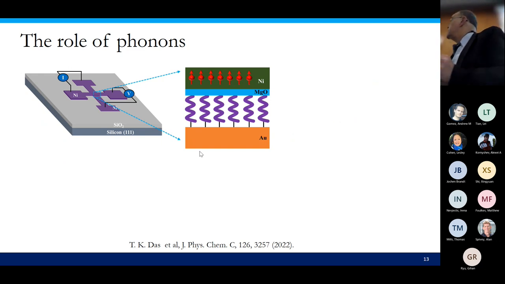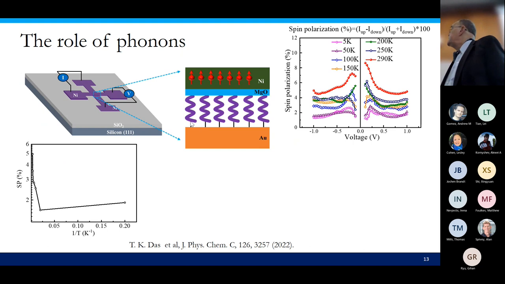So here's a simple system. We make a sandwich structure. We have gold, we have chiral molecules here. Here on top, we have a nickel electrode. And we measure the current as a function of the magnetic field applied on the system. The magnetic field is applied perpendicular to the surfaces here. And what we get is the spin polarization, because the spin polarization is defined as the current when the magnet is in one direction minus the current for the opposite direction of the magnet, over the sum. And here you see the values, and we measure them as a function of temperature.